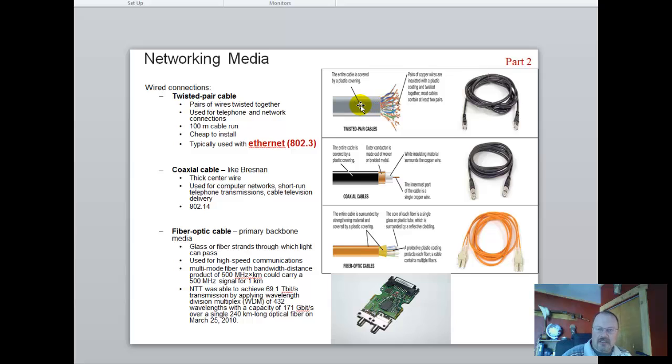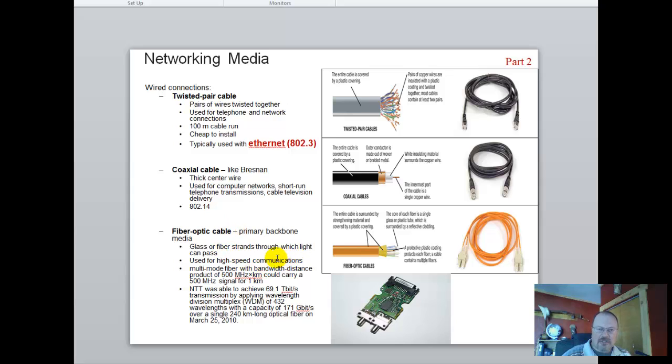It's very inexpensive, and typically the wiring that you see within most local area networks. Used for telephone and network connections, 100 meter cable run, so 300 feet cable runs. If you have to go beyond that, you have to have a router in between there. Cheap to install, and it's typically used on Ethernet, which is a standard called 802.3. Again, the coax cabling, 802.14, and then fiber optic.